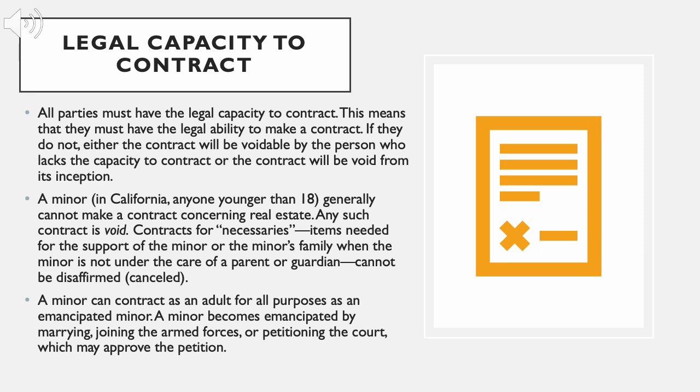Contracts for necessaries, items needed for the support of the minor or the minor's family when the minor is not under the care of a parent or guardian, cannot be disaffirmed, cancelled. A minor can contract as an adult for all purposes as an emancipated minor. A minor becomes emancipated by marrying, joining the armed forces, or petitioning the court, which may approve the petition.